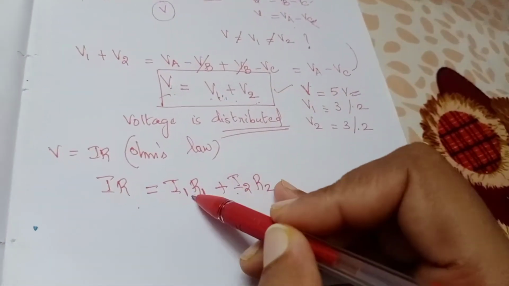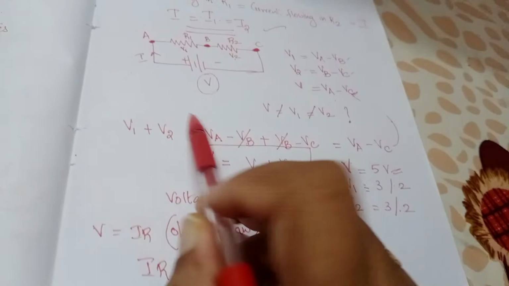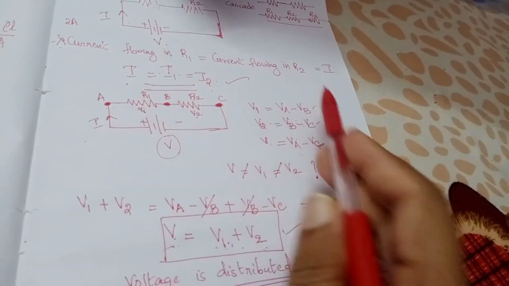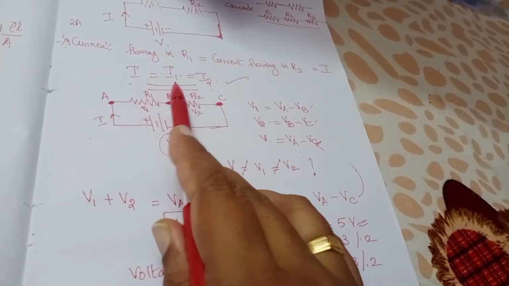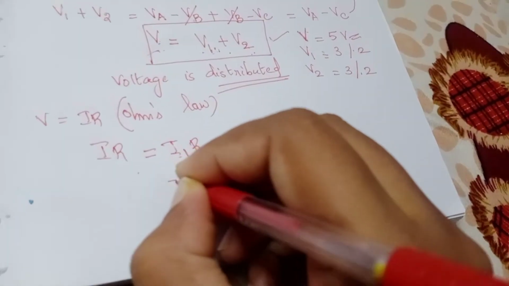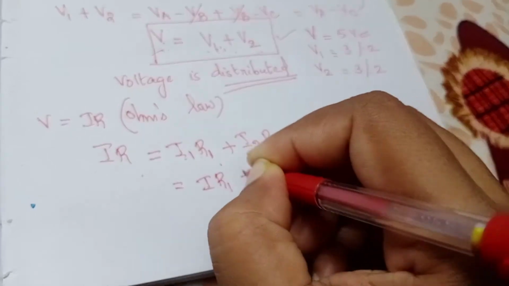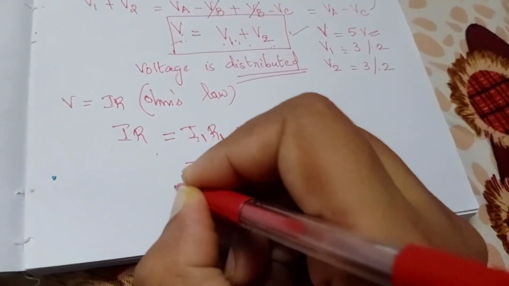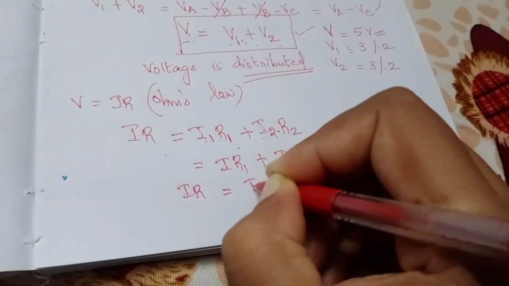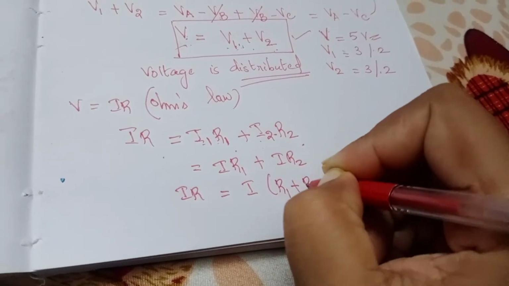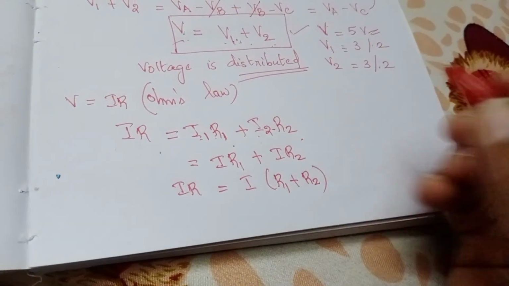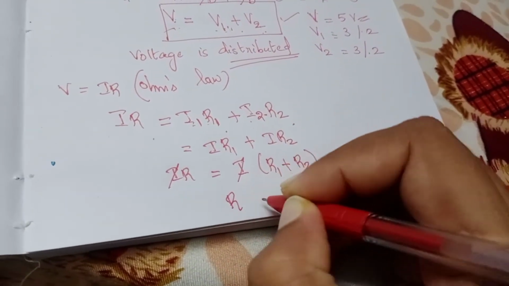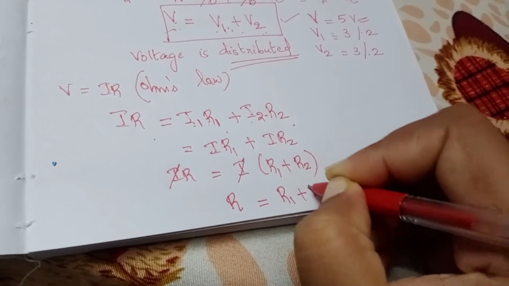Now listen. This I1 and I2, we already told that I1 is equal to I2 is equal to I. Right? So in a series circuit, I is equal to I1 is equal to I2. So can I write it as I into R1 plus I into R2, because I1 and I2 and I are the same. Or I can write IR is equal to I into R1 plus R2. Correct? Taking I as a common term. What happens? This I and this I get cancelled. So I will get R is equal to R1 plus R2.